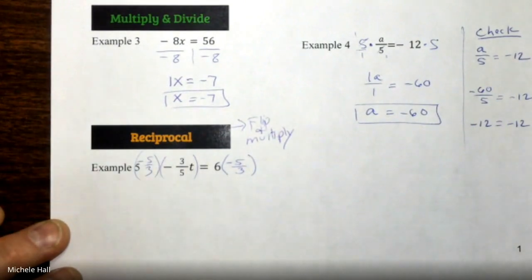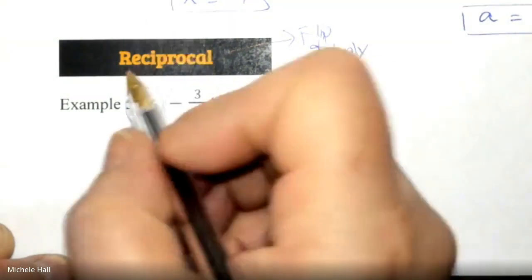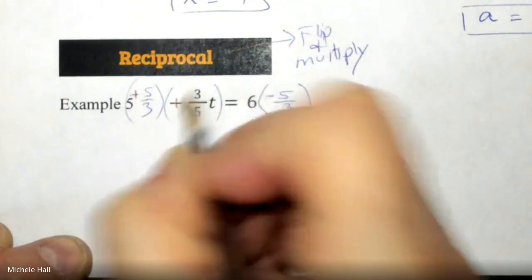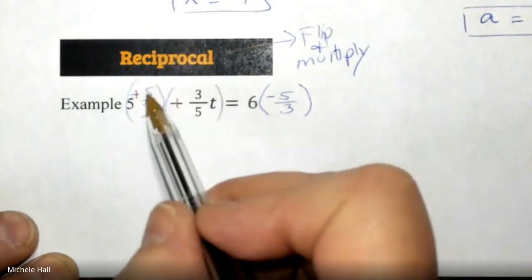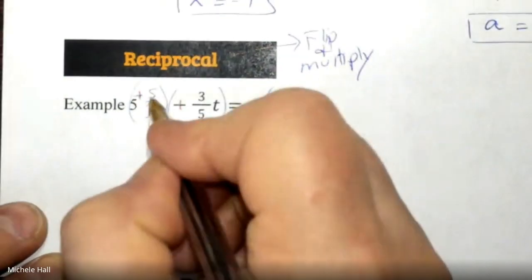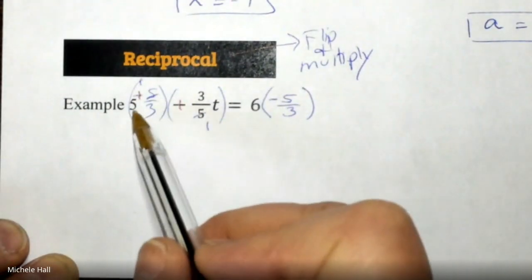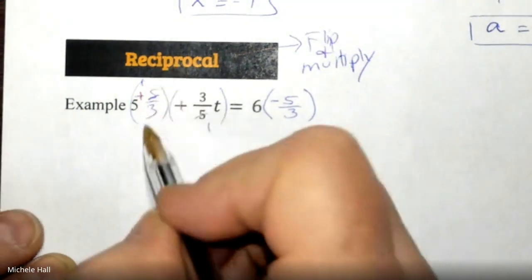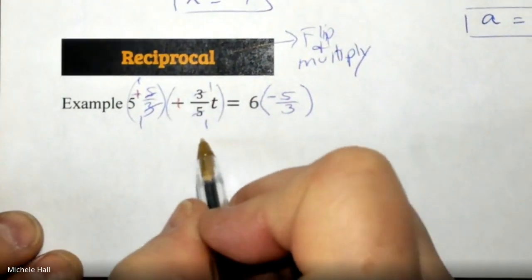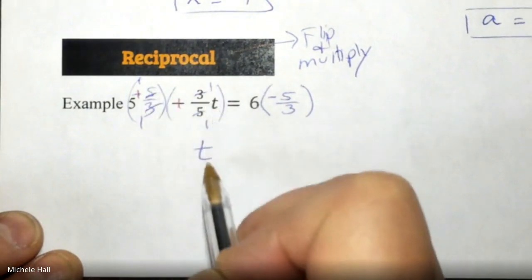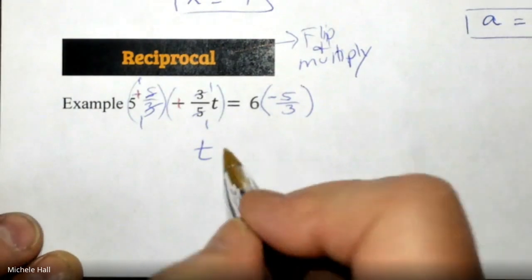A negative times a negative is a positive. That's good. We need a positive variable. And then we have our 5s in the numerator and denominator that are going to cross cancel. 5 divided by 5 is 1. And that also happens with our 3s. 3 divided by 3 is 1. And I get a positive t. 1 times 1 t is t. 1 times 1 is 1. And I know I don't need to put it over 1.